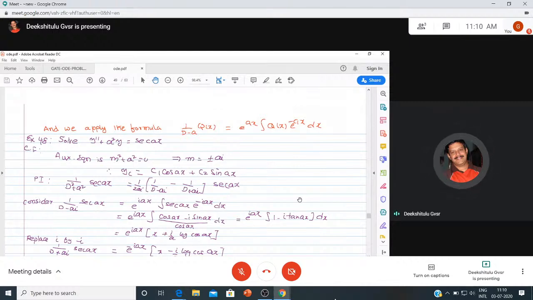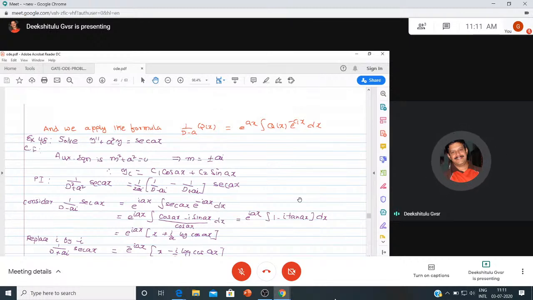So for example, consider y double dash plus a square y is equal to secant ax. So here the auxiliary equation is m square plus a square is equal to 0. The roots are m is equal to plus or minus ai. So the complementary function is c1 cos ax plus c2 sin ax. So the particular integral is 1 by D square plus a square secant ax. You can split this because plus ai and minus ai are the roots.